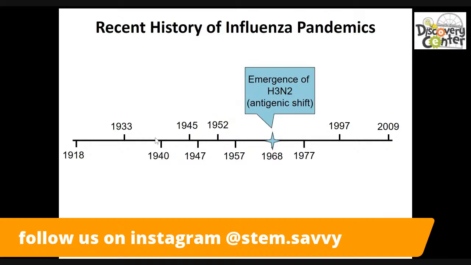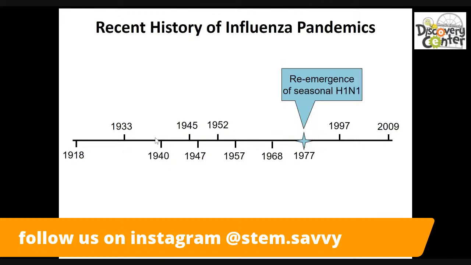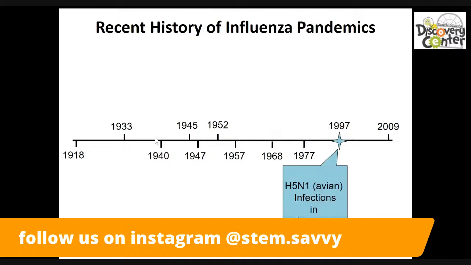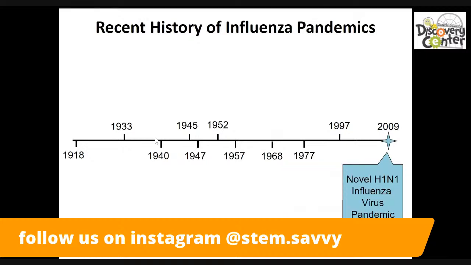Our next major change in influenza occurred in 1957, and it caused another pandemic. We had a third pandemic in 1968 with another major change in the influenza virus. And in 1977, there was what's known as a pseudo-pandemic. It wasn't a true pandemic, but it saw the emergence of another H1N1 virus. In 1997, we saw the first avian influenza, the bird flu, moving from birds into humans. And in 2009, we had our most recent influenza pandemic, again caused by an H1N1 virus.